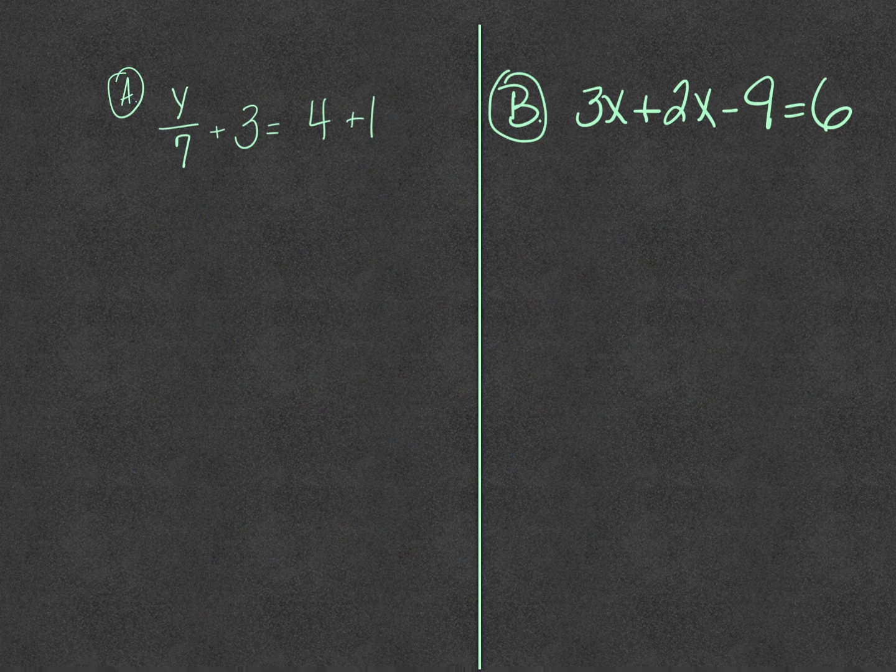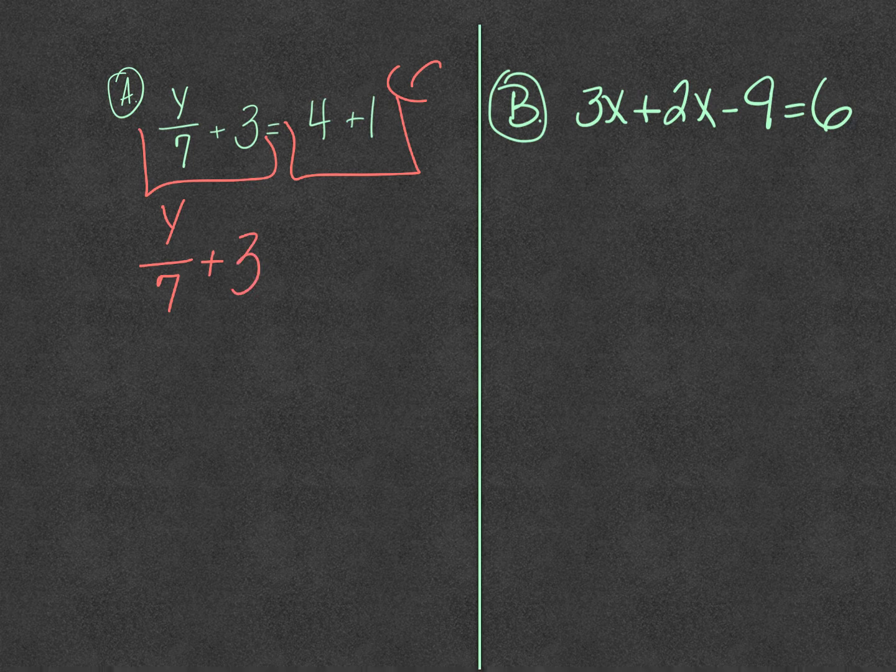All right, so the first thing I'm going to start with is y over 7 plus 3 equals 4 plus 1. Now, what I mean by simplifying is I'm going to simplify this side if I can, and I'm going to simplify this side if I can. Now, by looking at this, I can simplify this side for sure. Okay? So, I'm going to go ahead and rewrite my problem because I like to keep my steps in order. And what is 4 plus 1? Correct, it is 5.